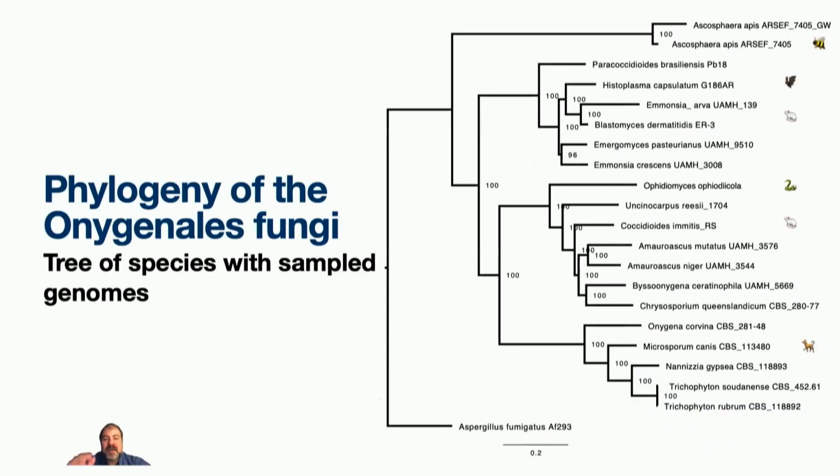Pezizomycotina lineages. When we look more closely at the phylogeny of the onygenalean fungi, here is a sampling of species with genome sequences available. You can see cocci there in the middle with several different relatives, some of which are pathogenic, some of which are not animal pathogens. I put some emojis here that generally represent some of the hosts that these fungi are found on, though it isn't completely scientific, but you can see where cocci is in proximity to some of the other relatives in this group.